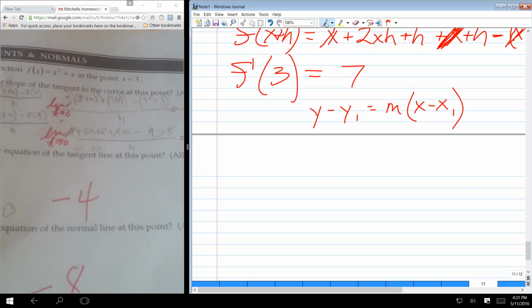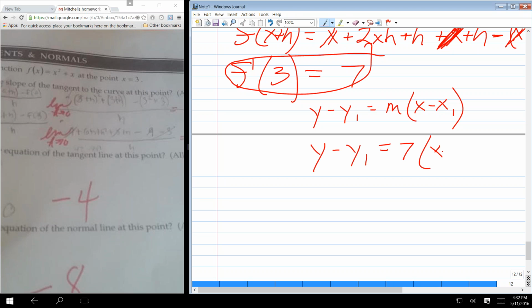We know what about this so far? In other words, I have to fill in a y sub 1, an m, and an x sub 1. You know the X point. You know the slope, and we just figured out the slope. So we know the slope and the X point. The slope is 7. The X point is 3. And we're always filling in for the X sub 1 and the Y sub 1.